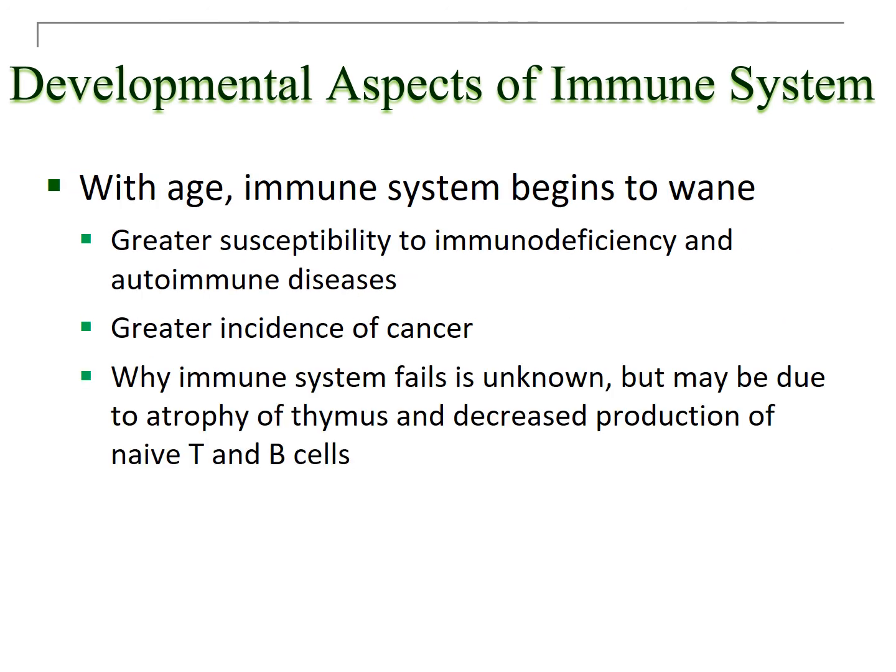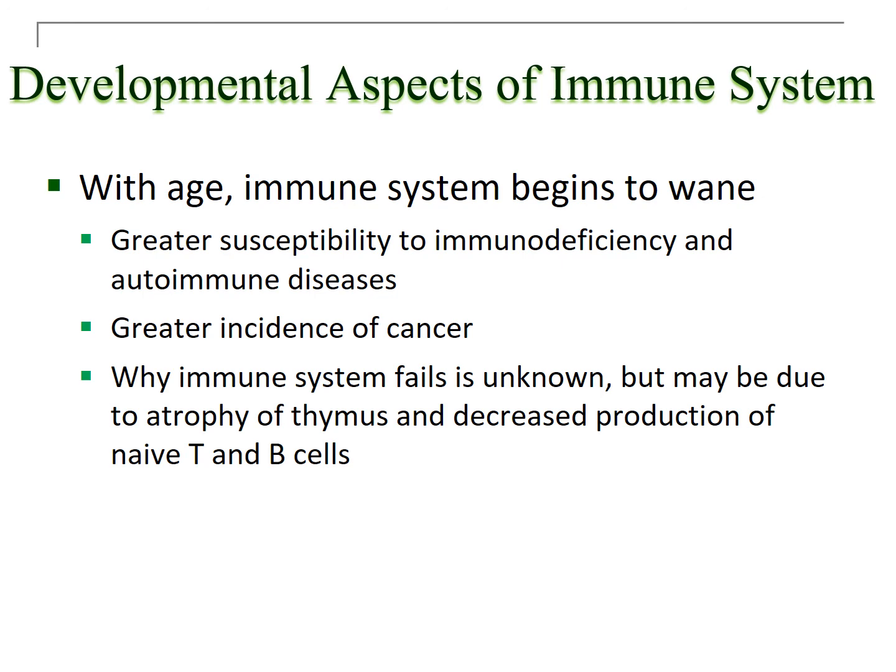With age, the immune system begins to lose its effectiveness, and when that happens, you have a greater susceptibility to both ends of the spectrum, both to immunodeficiency and to autoimmune diseases. Accompanying this is a greater incidence of cancer, because the immune system loses the ability to distinguish cancer cells from normal cells. So this is the reason why cancer increases as individuals get older.